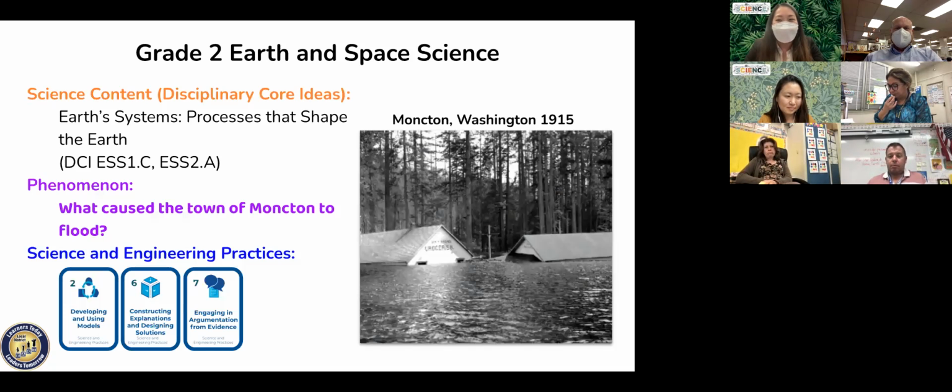So to give you a little bit of background, the DCI here is Earth systems and processes that shape the Earth. The phenomenon is, why did this town of Moncton, which is in Washington, flood after a dam was built on the opposite side of the mountain? The science and engineering practices that we're really going to be looking at here are developing and using models, constructing explanations and designing solutions, and engaging in argumentation from evidence.